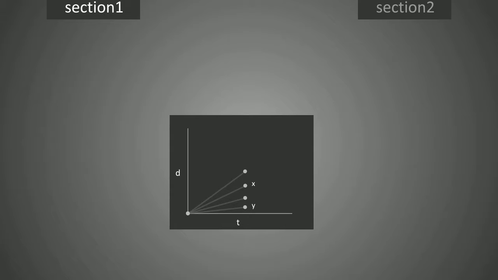So in case 1, when both are moving in opposite directions, the velocity that the boat seems to move with will be x minus y, and in case 2, it will be the addition of x and y. Okay, now let's move to section 2, problem 1.